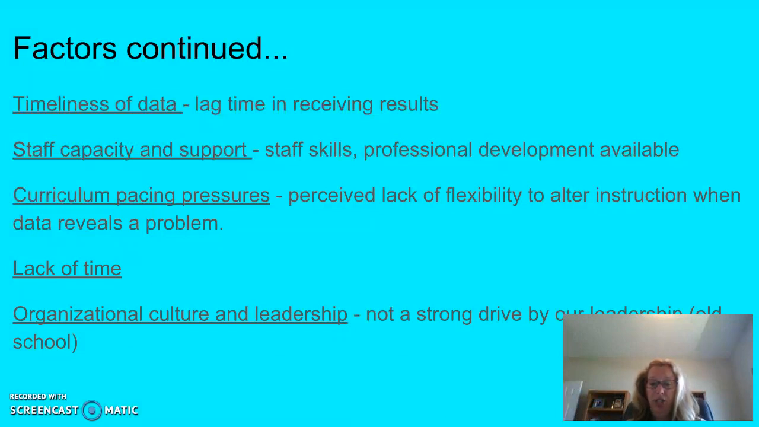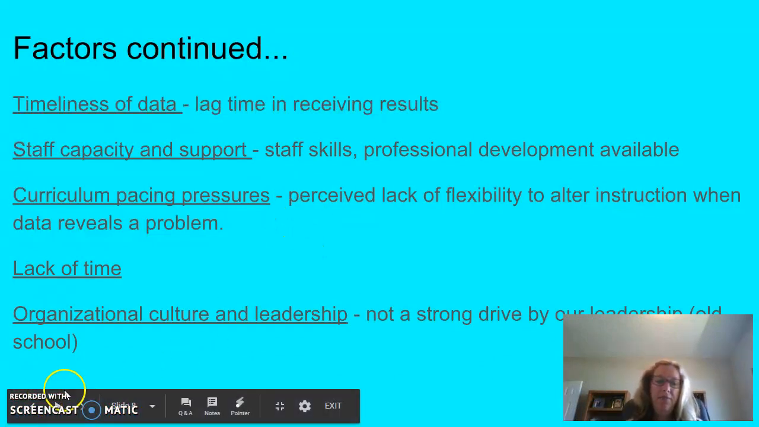Organizational culture and leadership. In our district, there wasn't a strong drive by our leadership, kind of old school mentality, to use all of the data and things that we have access to. We recently had a principal who retired and are going to be under some new leadership, so we're hoping to have some positive things come from that.